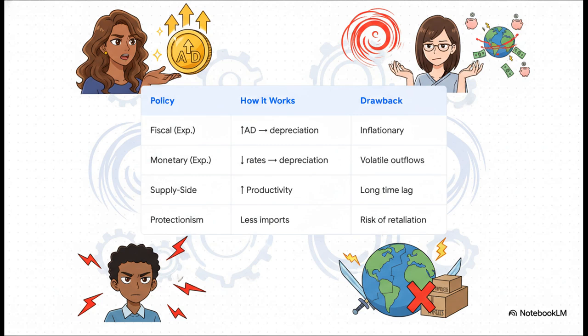So governments have a few options. They could try expansionary fiscal or monetary policy to cause a depreciation and hopefully help exports. But look at the trade-offs. Those same policies could kick off some serious inflation, and lowering interest rates might cause investors to pull their money out of the country super fast. And don't even get me started on protectionism. Tariffs and quotas just risk a huge trade war where nobody wins.